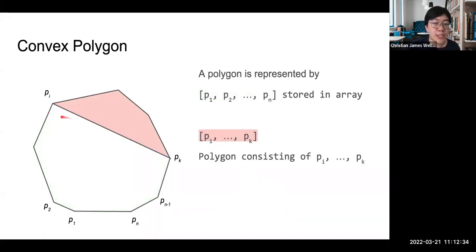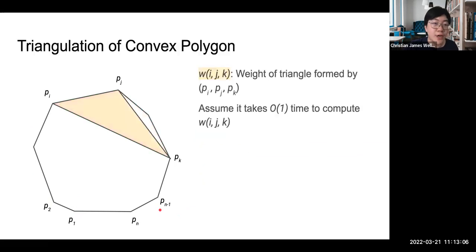We can define a notion of a sub-array, like a sub-polygon, in this fashion. The sub-array Pi all the way to Pk is the polygon consisting of Pi, Pi plus 1, Pi plus 2, all the way to Pk. So this is the representation. No need to care too much about how it is actually implemented in a computer. Just abstractly imagine you have some data structure to represent a point, and then the points are stored in an array in this fashion. So that's a convex polygon.